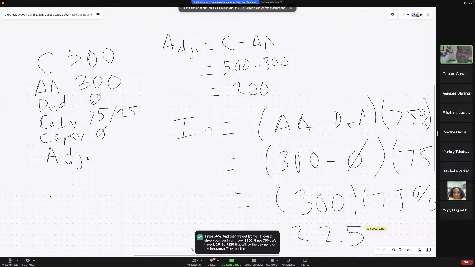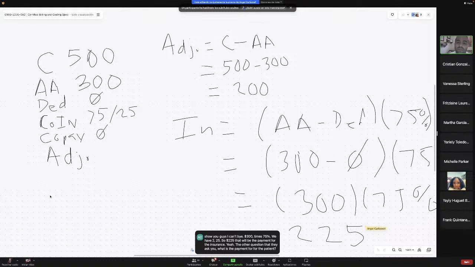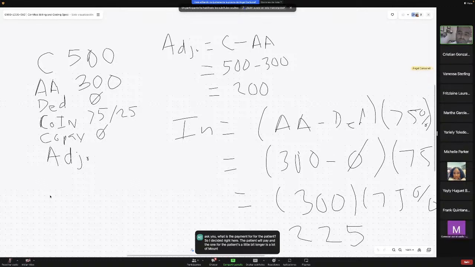The other question that they can ask you, what is the payment for the patient? So let's write it right here. The patient will pay, and the one for the patient is a little bit longer, is allowed amount minus deductible. And then in this example, it's 25, so we're going to multiply it times 25%. And we are going to add deductible and add copay.